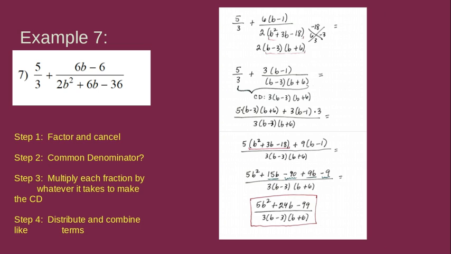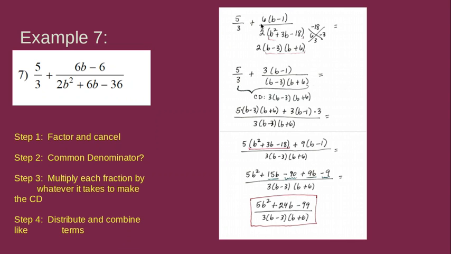So step 1, factor and cancel. Notice up here in the second fraction, I saw a trinomial. I even saw a trinomial where I could factor out a 2. Everything was divisible by 2. Everything was even. I factored out the 2, and that left me with b squared plus 3b minus 18. And then I factored that trinomial. What two numbers would multiply to negative 18 but add up to 3? 6 times negative 3, or 6 plus negative 3. And then that left me with factored form of 2 times b minus 3 times b plus 6.